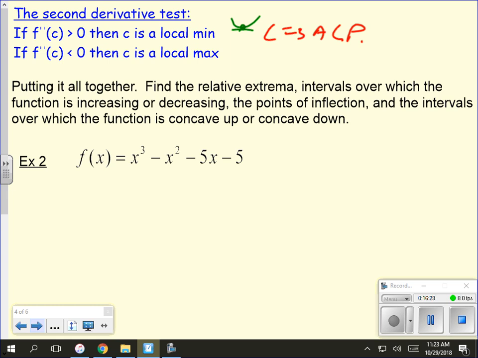So, putting it all together. Find the relative extrema, i.e. max and mins. The intervals over which the function is increasing or decreasing. The points of inflection and the intervals over which the function is concave up or concave down. I have given you the tools over the last 3 lectures, including today's, to answer all of that for one problem. It gives you a really good idea what's going on here. So here's what I want you to do. Answer that question with that problem.